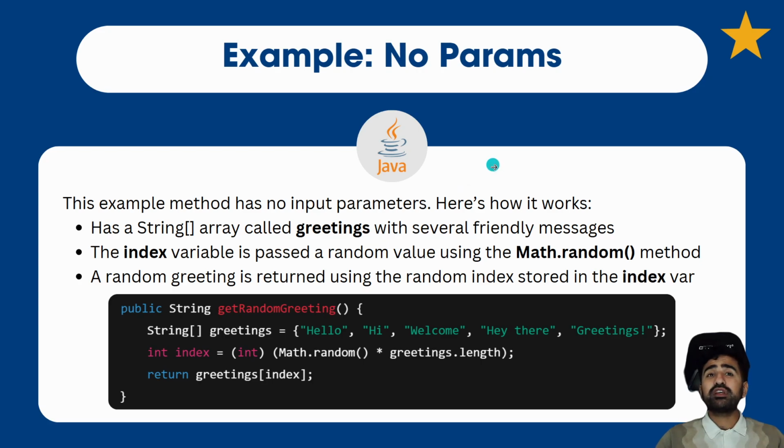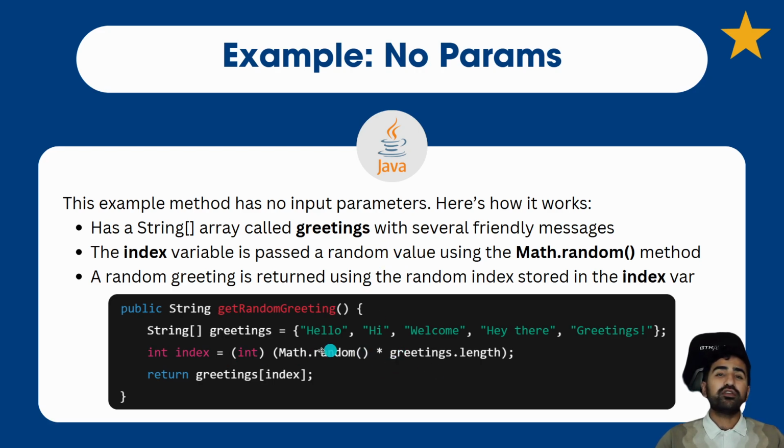And of course, sometimes you don't need any parameters, right? That's totally fine. So this example method has no input parameters. Here's how it works. So it has a string array called greetings. So that's inside the body of the method. It's not an input. It's hard coded into the body. So these greetings have several friendly messages. And then the index variable is interesting. It's going to generate a random number between 0 and the length of the greetings array. So it's going to be within the bounds, right, of that greetings array. So what that index variable is going to hold on to is actually just a random value. Math.random is going to help us generate a random value.